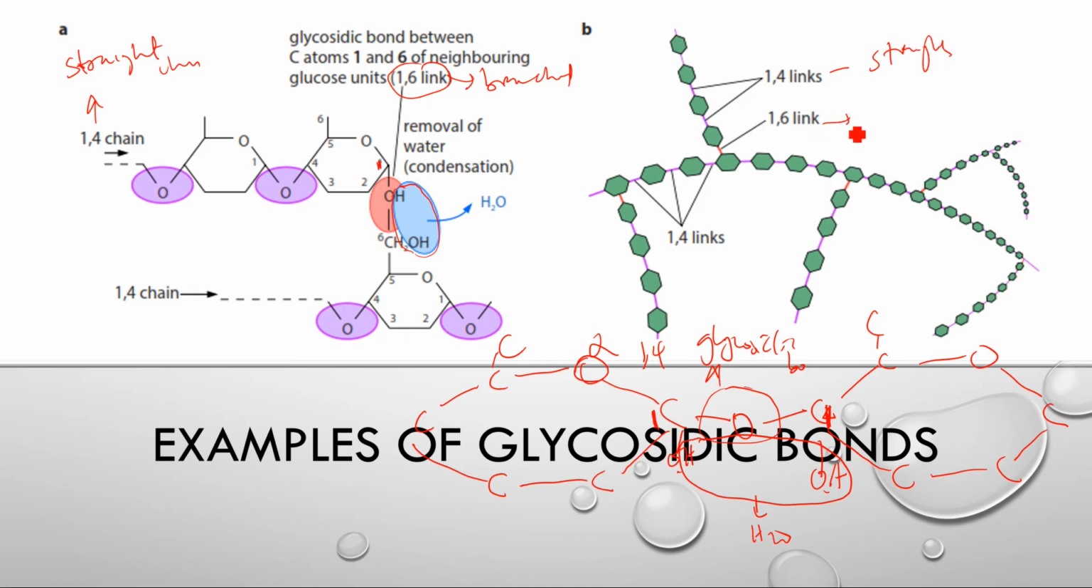Anyone want to form a branch, 1,6 branch chain? So 1,4 is straight chain. All these are straight chain. Anyway, there's a branch. This is a 1,6 here. That's a branch, 1,6 link. This is also a 1,6. That's branch. Now this is 1,4. Can you see 1,4 here? It's 1,4, straight chain.